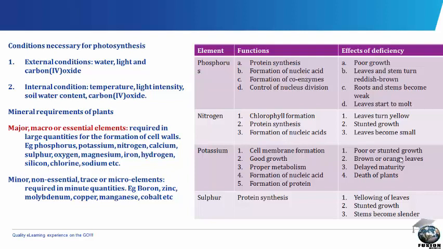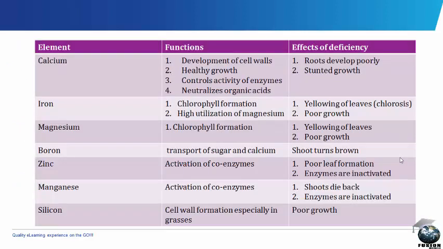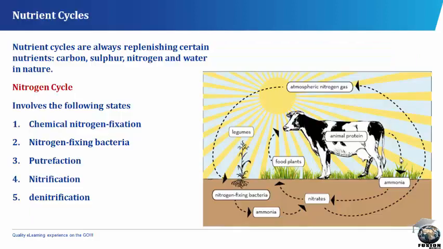However, these elements have their functions, and failure to provide these elements leads to deficiency, as stated in the table. The elements, functions, and deficiencies are also stated in this table. The nutrient cycles. Nutrient cycles are always replenishing certain nutrients. Examples: carbon, sulfur, nitrogen, and water in nature.